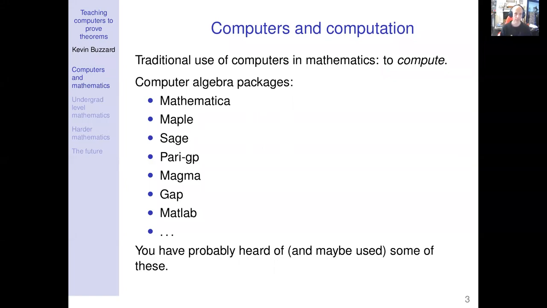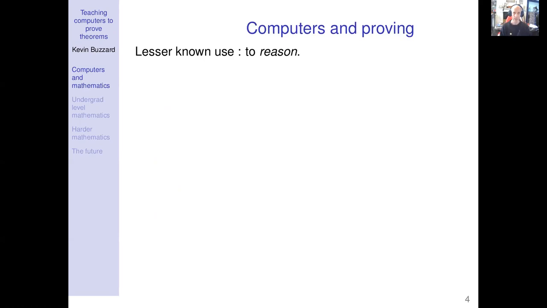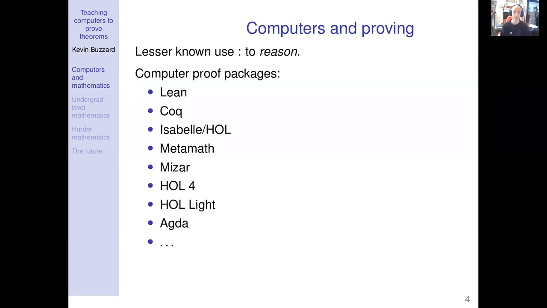Algebraists and number theorists use them; there's a big number theory database of things like modular forms, number fields and elliptic curves, generated often using software like this. So people might be familiar with these sorts of things. But there's a different way of using computers, which has been around just as long, but somehow has been less popular in mathematics departments at least, which is to use them to reason, to prove theorems.